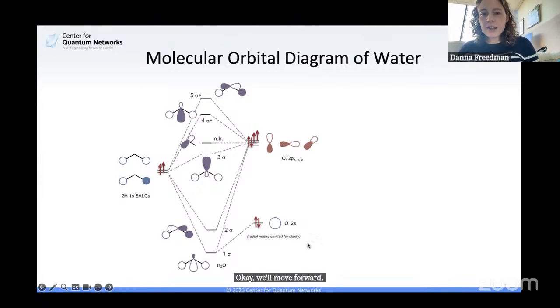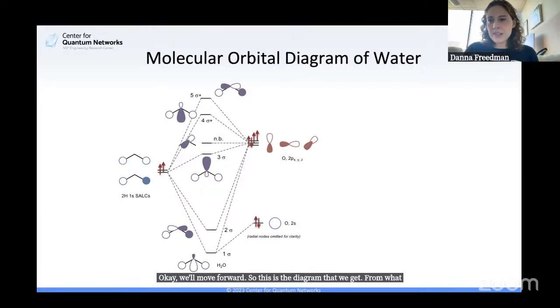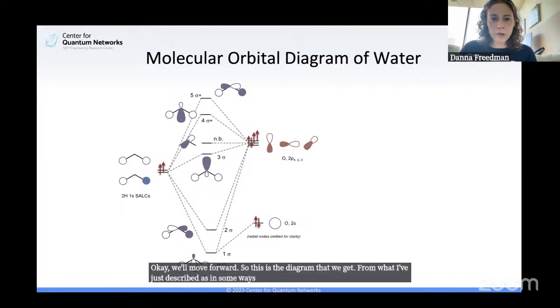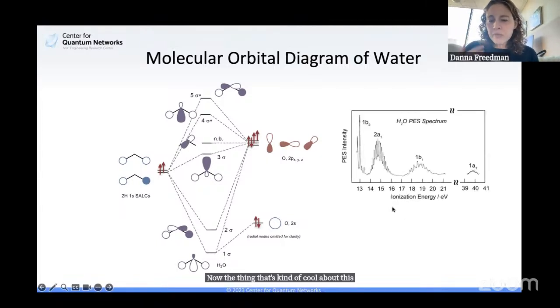So this is the diagram that we get from what I've just described as in some ways a fairly hand-wavy approach. Now, the thing that's kind of cool about this is if we have an electronic structure.